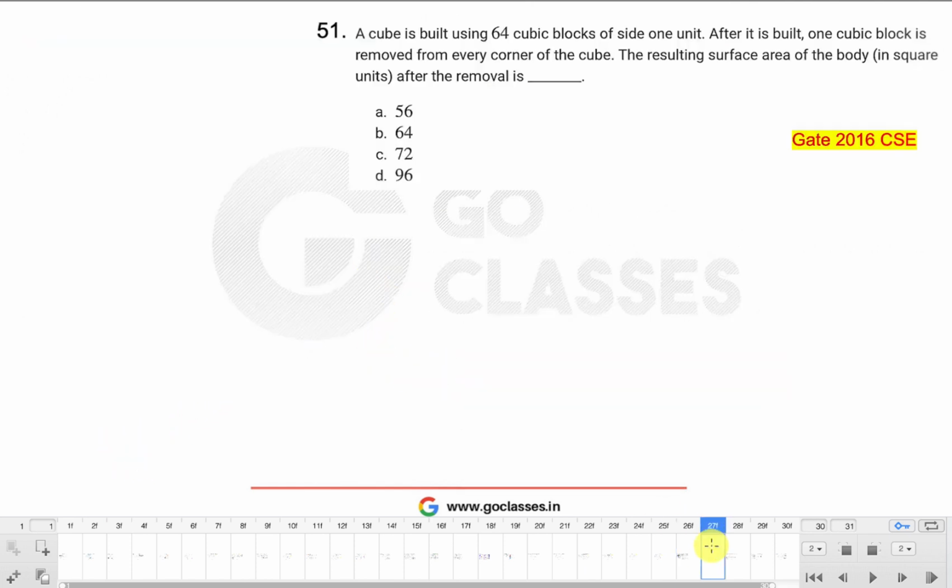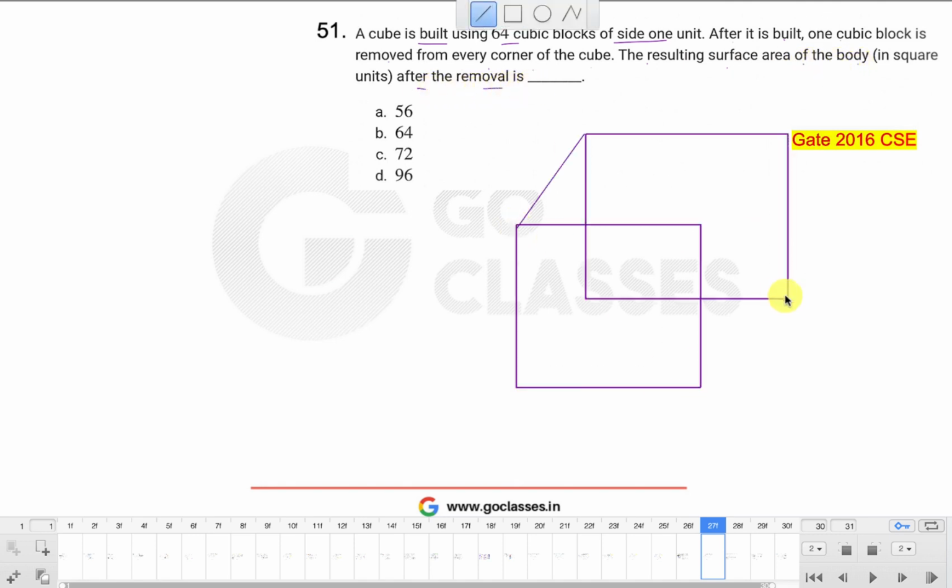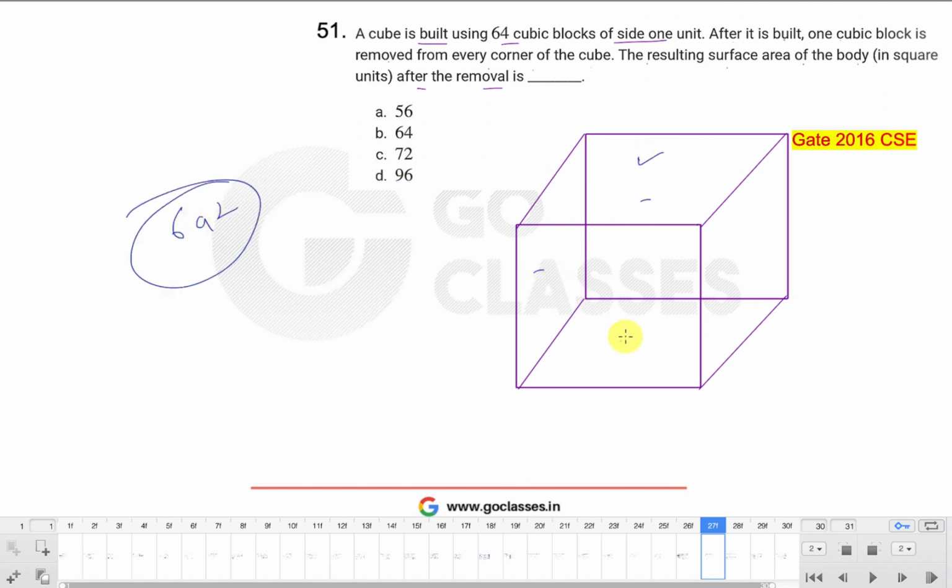Let's take a GATE question on that. A cube is built using 64 cubic blocks of side 1 unit. After it is built, 1 cubic block is removed from every corner of the cube. Find the resulting surface area of the body after the removal. If this is a cube, what is the surface area of this? 6a square, as there are 6 surfaces and every one has the area a square. But we have removed 8 cubes from all the corners. So now, what is the total surface area of this figure?